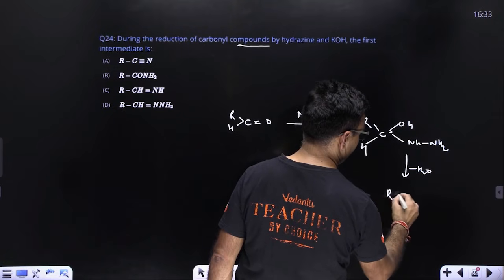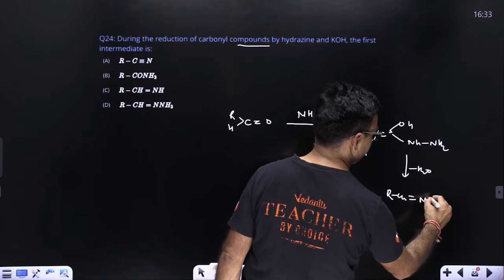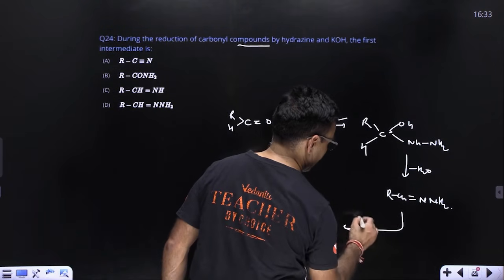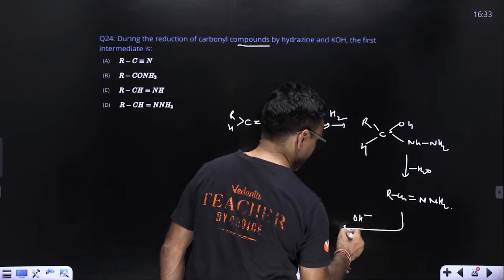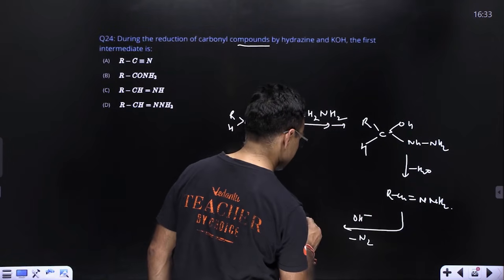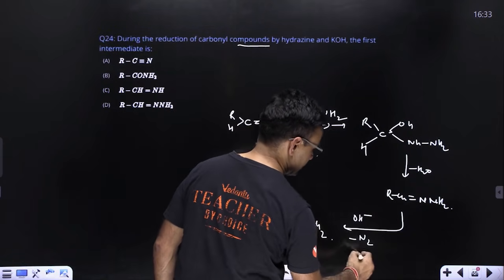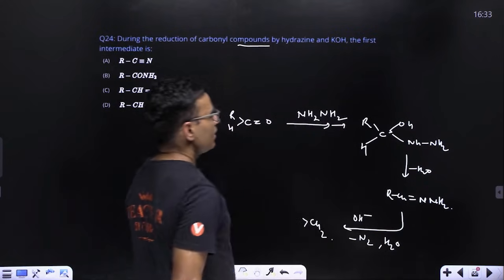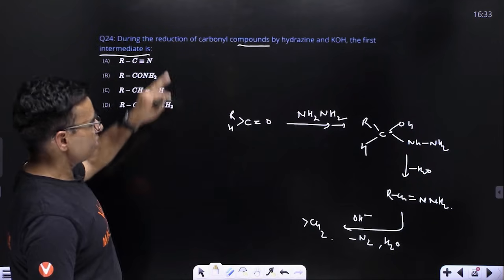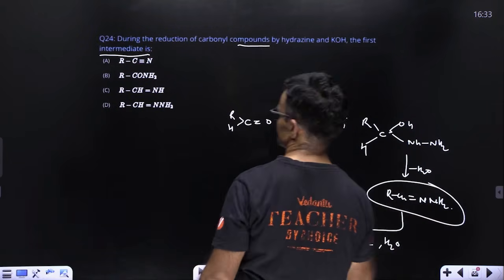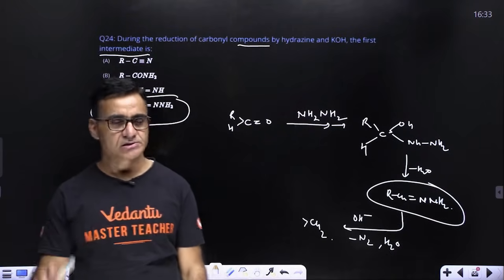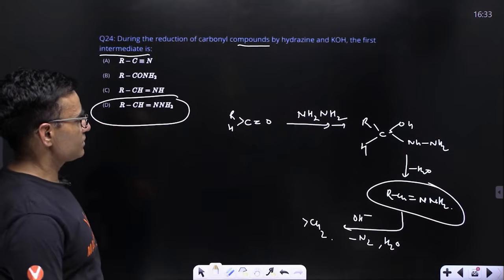So after removal of water, the intermediate compound formed will be this one. Okay, and further when you react with OH minus, nitrogen will come out from here, finally H plus will come, and when it takes the proton from H2O, it will convert into CH2. All right, so the question asks which intermediate is formed first. So the first intermediate formed is this one. This is the only intermediate that is formed during this chemical reaction. All right, so your D option is going to be correct.